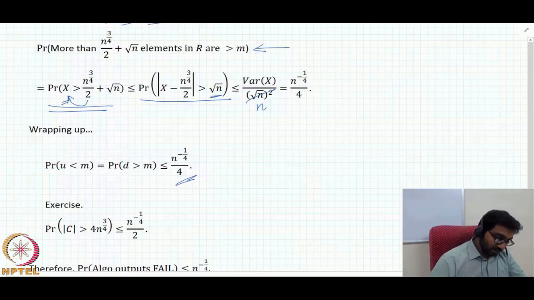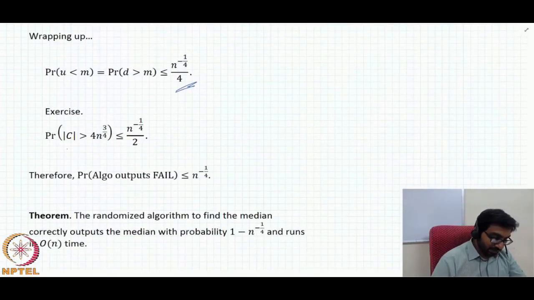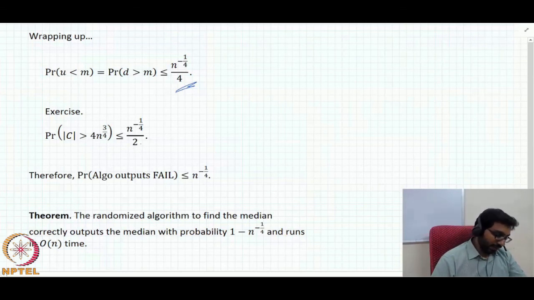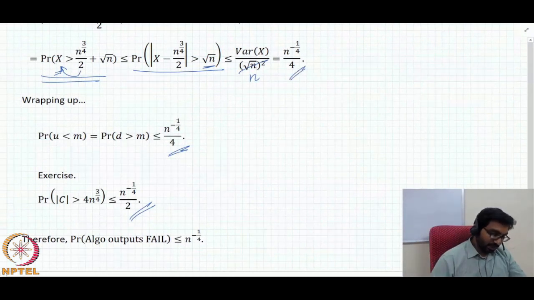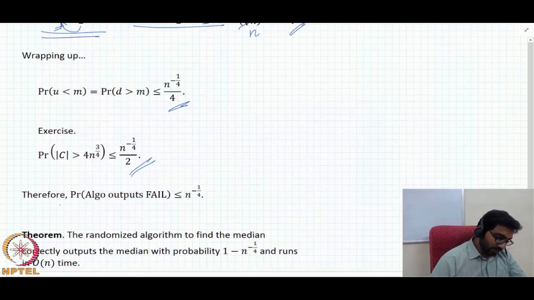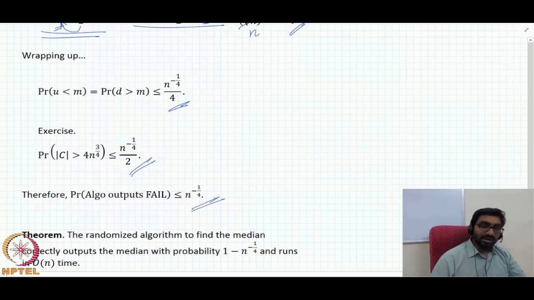As an exercise, you will have to work out that the probability that the cardinality of the set C is greater than 4n to the 3/4 is also small, and in particular it's no more than n to the minus 1/4 divided by 2. These are the probabilities of the 3 bad events, and when you add those 3 probabilities, essentially applying the union bound, you can infer that the probability that the algorithm will output a fail is at most n to the minus 1/4.